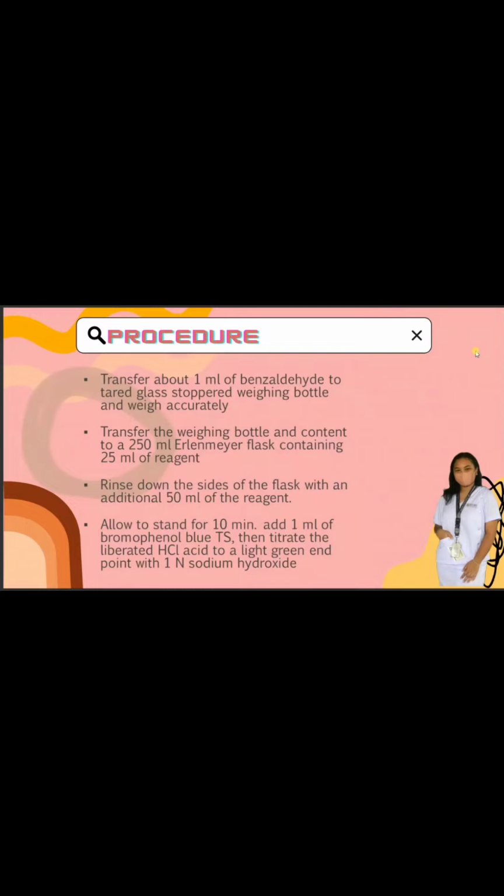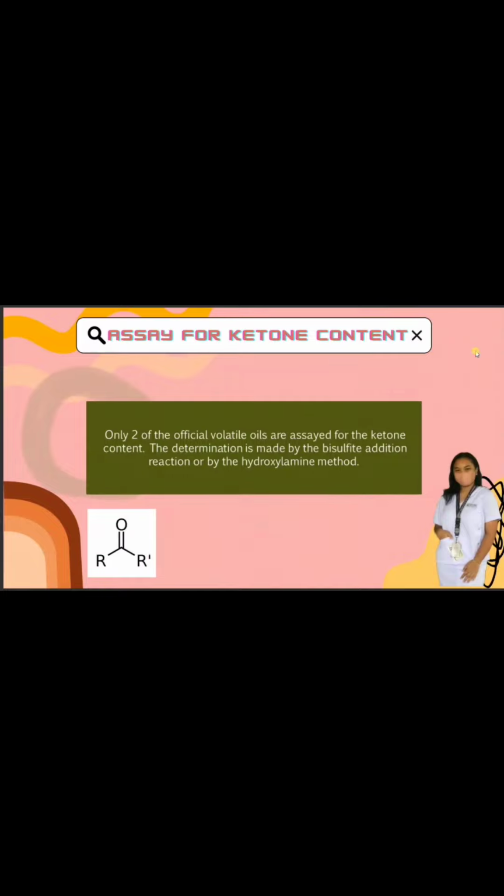Then allow to stand for 10 minutes. Add 1 ml of bromophenol blue TS. Then titrate the liberated hydrochloric acid to a light green endpoint with 1N sodium hydroxide. Since benzaldehyde reacts mole for mole with hydroxylamine, each milliliter of 1N sodium hydroxide used by the sample but not by the blank is equivalent to 0.001 mole of benzaldehyde, or to 106.1 milligrams.